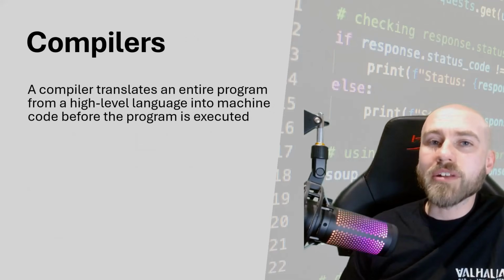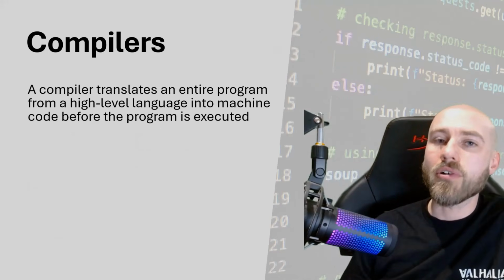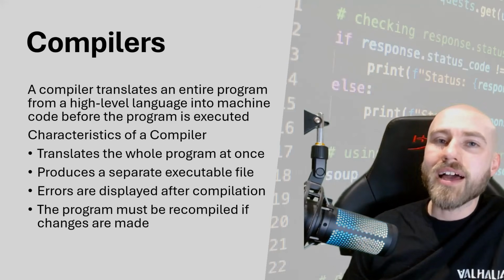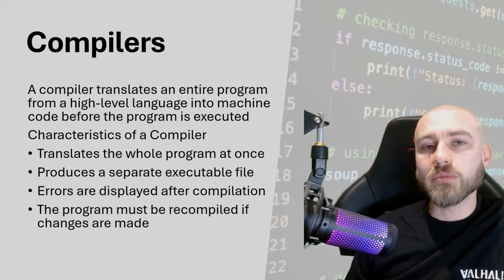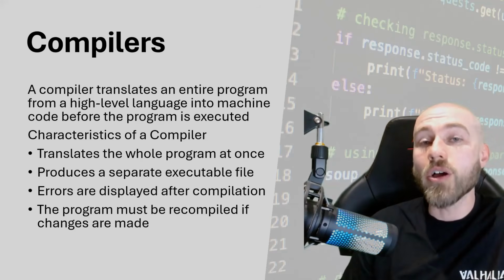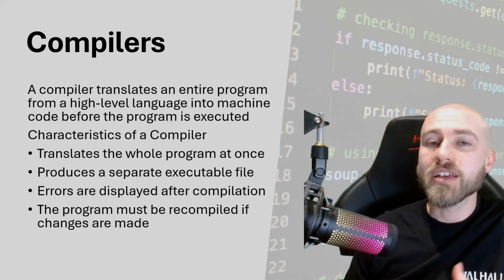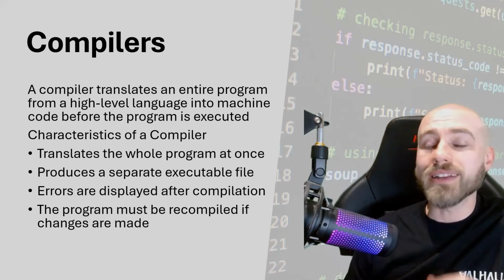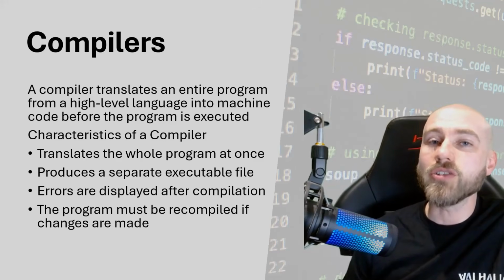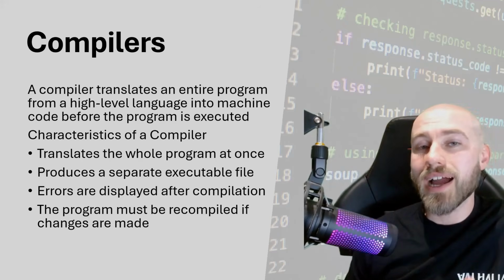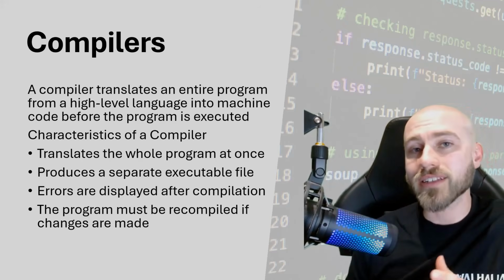So if you're describing a compiler, it translates the entire program in one go before it can be executed. Unique to a compiler, it produces a separate executable file, which means it's a separate file that you can double click on and it will run that code. This makes it great for sharing so that you don't have to share the original source code once it's been compiled. Once your program's been compiled, you will get a list of all the different errors that are in your code. And then if you make any changes to your code, you'll have to compile it again so that it is a new executable file.